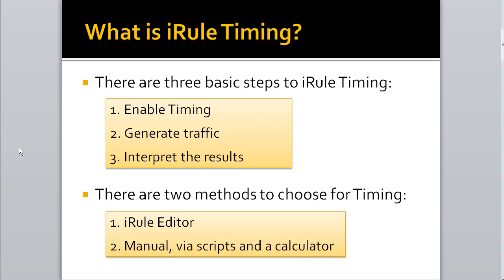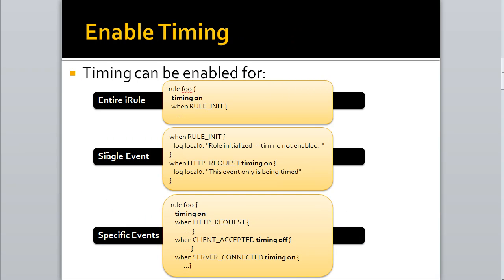changes to them. So timing can be enabled for the rule globally. You just put timing on at the top of the rule, and then it will time for every event. Or you can pick a single event, and so if you're just troubleshooting or optimizing a particular event, you can just turn timing on for that. And then if you want to do more than one but not all, you can turn timing on globally, and then just turn timing on and off as necessary.